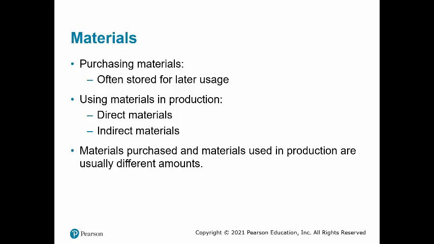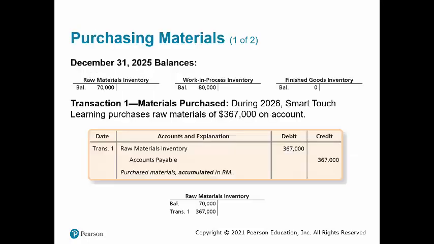As materials are purchased and then as materials are used in production, those are usually going to be different amounts. This slide shows the T accounts for the beginning raw materials, work in process, and finished goods inventory for Smart Touch Learning. Then during the year, materials are going to be purchased.